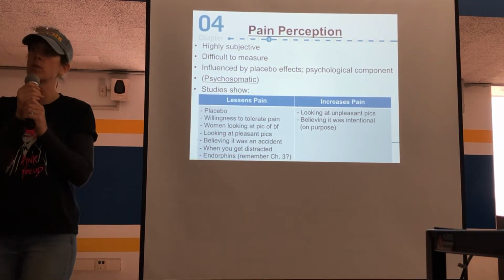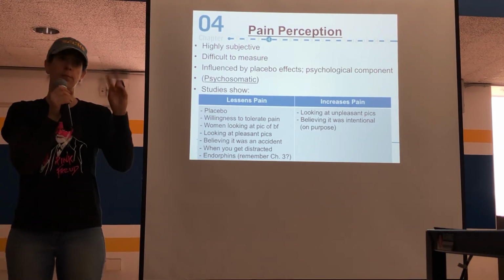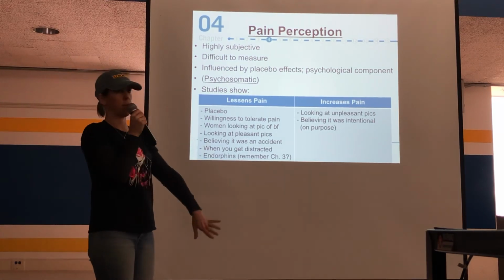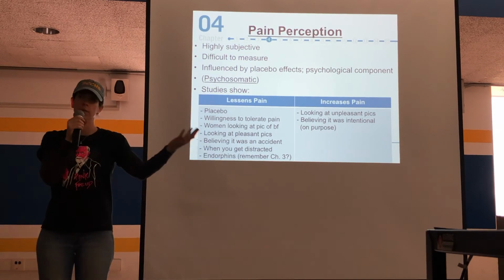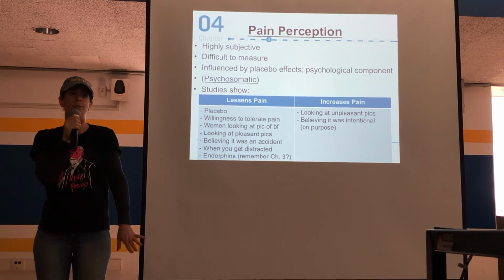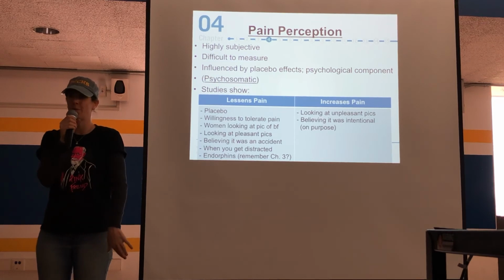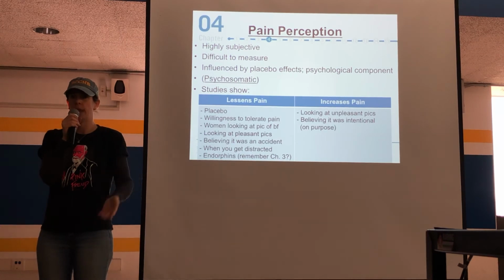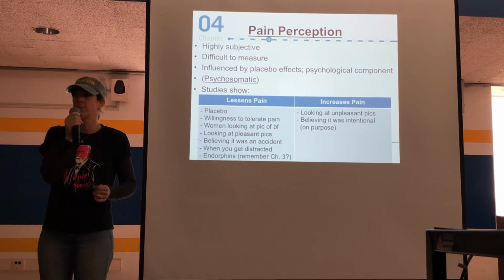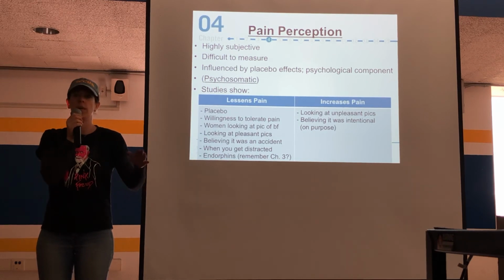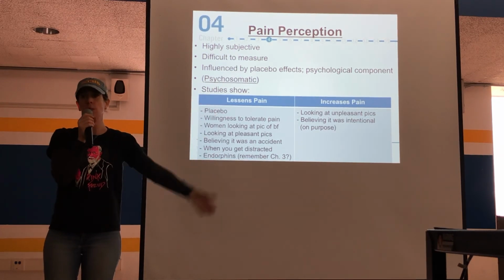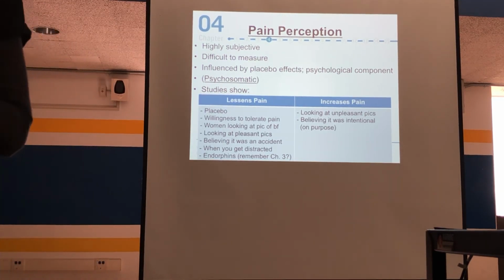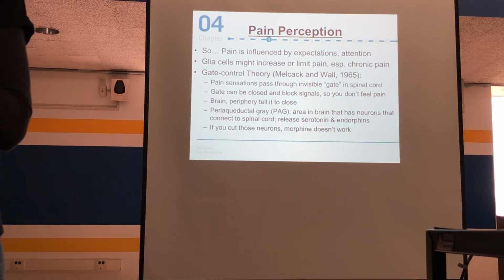Pain perception is subjective, difficult to measure, and psychosomatic. What does psychosomatic mean? Mind and body. Both influence pain. We're influenced by placebo effects, things that lessen pain. If we think we took a pill that relieves the headache, the headache will already feel better. Willingness to tolerate pain increases by thinking it was an accident or looking at pleasant pictures. What increases pain? Looking at unpleasant pictures and thinking it was intentional or on purpose. So pain is influenced by our expectations.